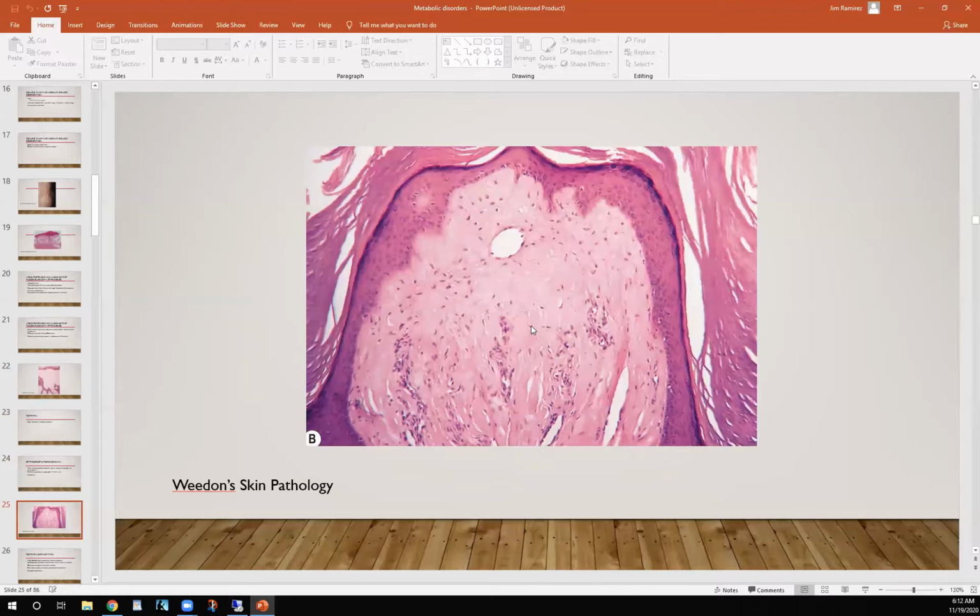So here's an example, and again, similar to the amyloid that we were just talking about and other deposition disorders, lots of eosinophilic material. So it's very difficult to tell the difference from some of the other conditions that have deposition.